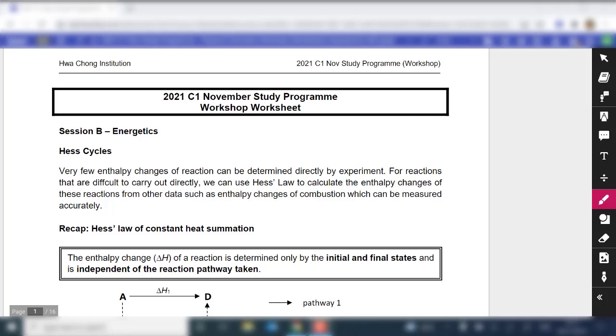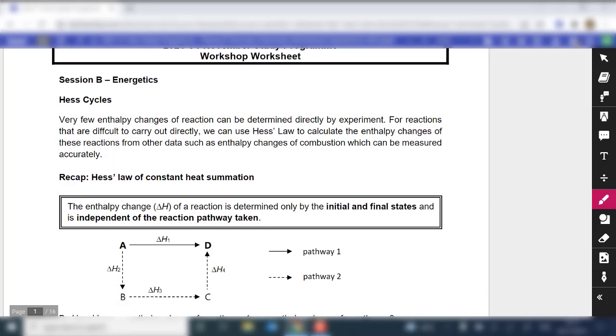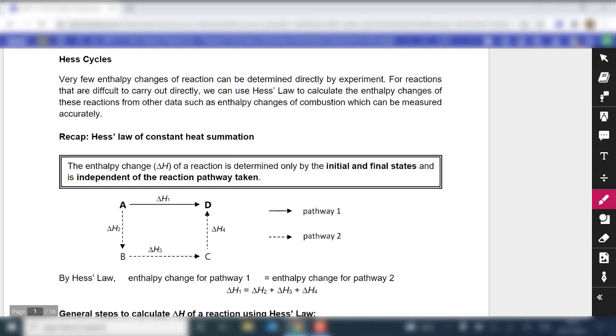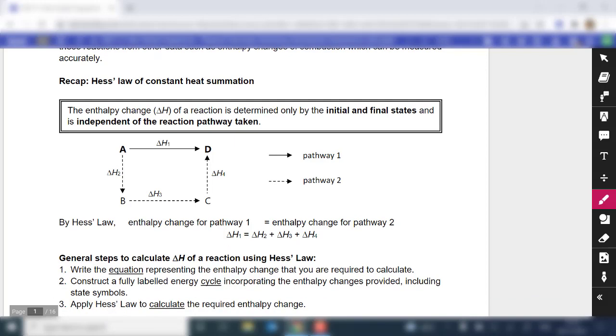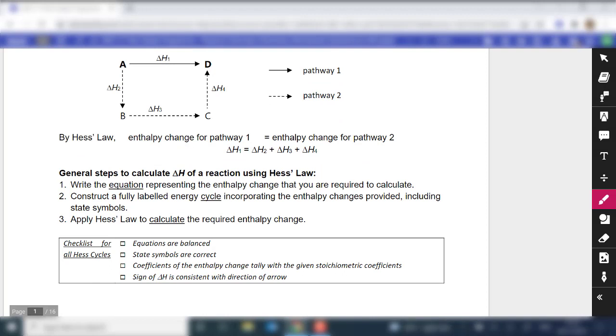Okay, in the first part of our revision, we are going to look at energetics and particularly the application of the Hess cycle in order to calculate the relevant enthalpy changes. Some of you might be wondering why there is a need to draw the Hess cycle and what exactly is useful about linking up the different energetics terms.